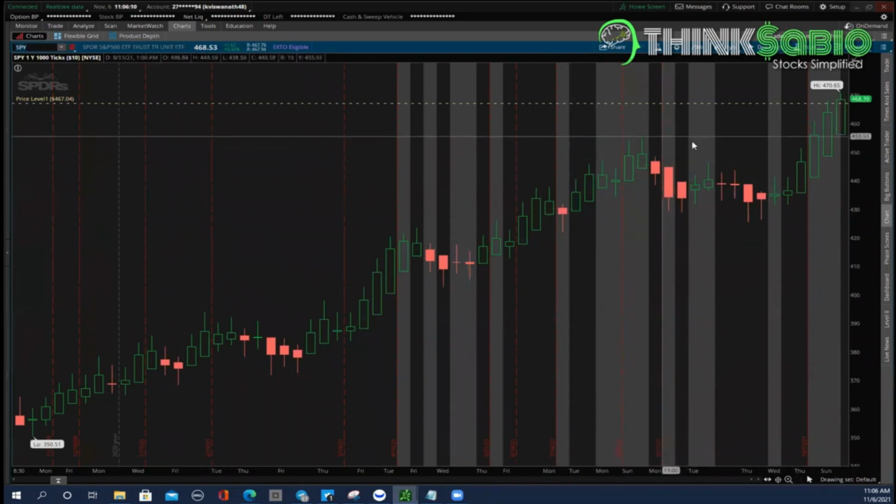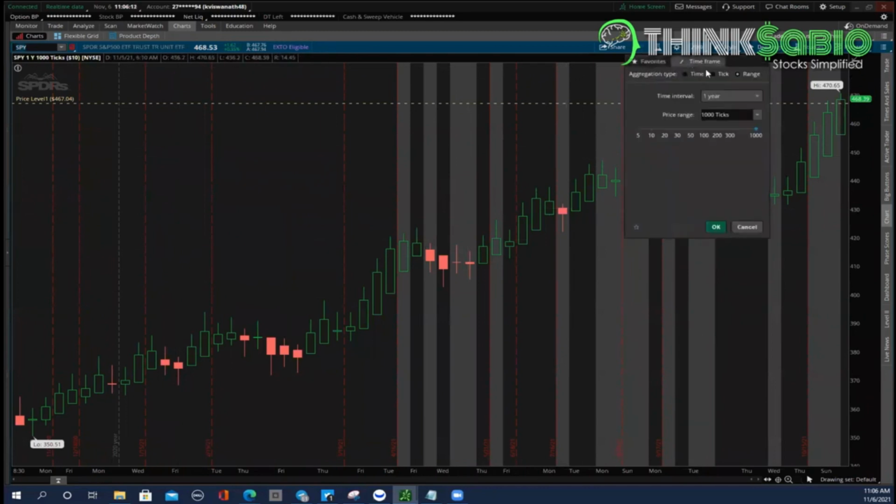So to eliminate time from the equation, you can use range charts. That's useful if you want to really get down to the price action and eliminate the time factor. You can do that. So that's the range charts.